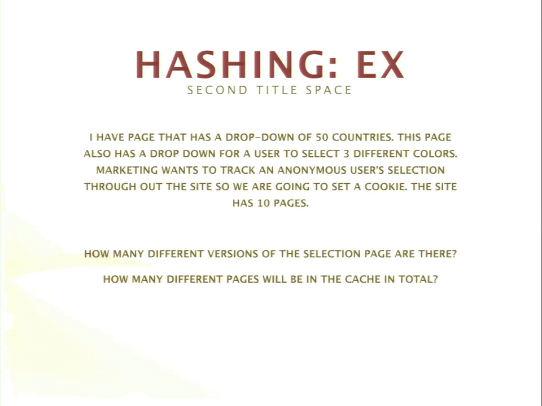if I select France and I select blue, then it's going to say I have a page, and the variables are, let's call the page slash colors, and then the items it's caching on are colors, and we can negate that, but France and then blue. And then I have another one, France and then red. France and then black. And then I'm going to have United States and then red. United States and then blue. United States and then black. Do you guys follow? So it's actually 50 times 3.